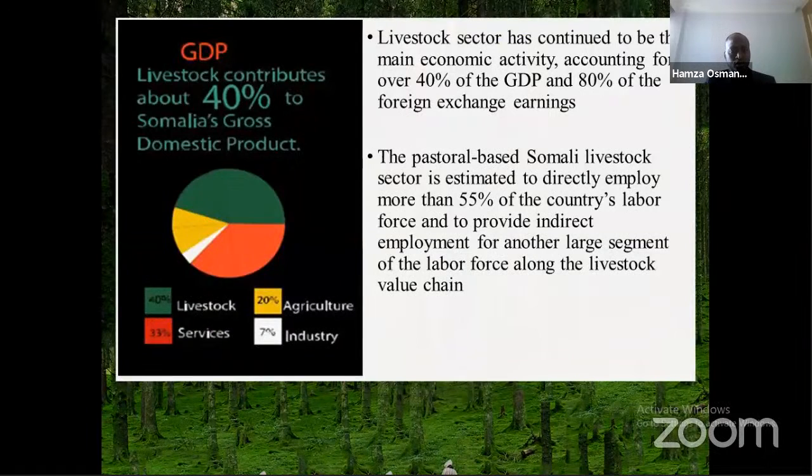The contribution of the livestock sector to the GDP of the country is 40%, while services is 33%, agriculture is 20%, and industry is 7%. The pastoral-based Somali livestock sector is estimated to directly employ more than 55% of the country's labor force and to provide indirect employment for another large segment of the labor force along the livestock value chain.